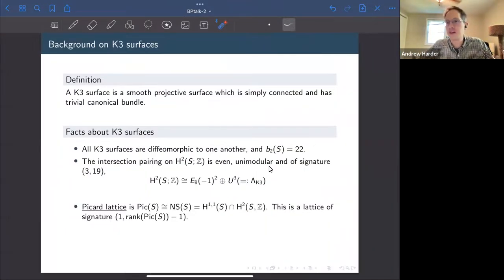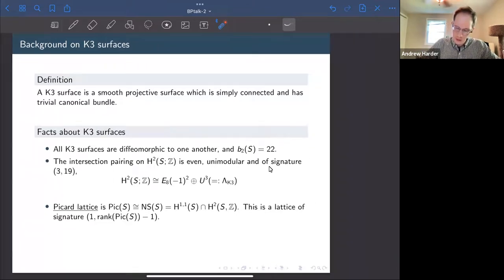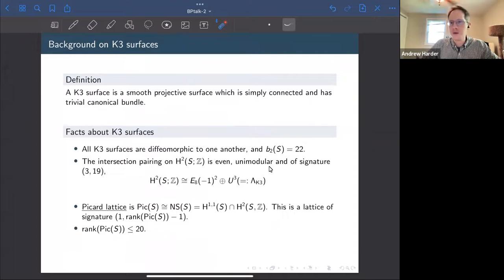Once we have this, we can talk about the lattice spanned by algebraic cycles, which is the Picard lattice. For a K3 surface, this is essentially the Néron-Severi group, which is H11 intersected with the integral classes. This is a lattice of signature (1, something), by definition or by Hodge index. I'll also comment that the Picard lattice must be of rank less than 20, because that's what H11 is.